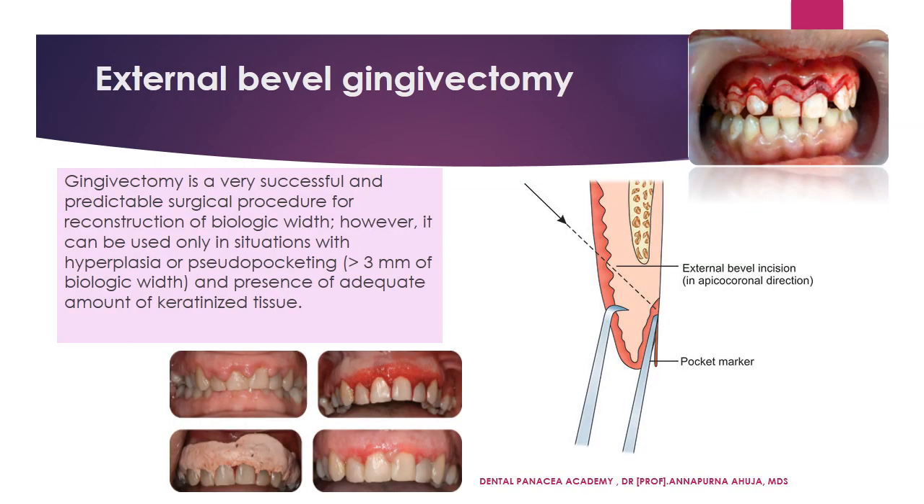Then coming to external bevel gingivectomy. Gingivectomy is usually a very useful and predictable surgical procedure for reconstruction of biological width. However, it can be used only in situations with hyperplasia or pseudopocket, that is more than 3 mm of biological width, and presence of adequate amount of keratinized tissue.